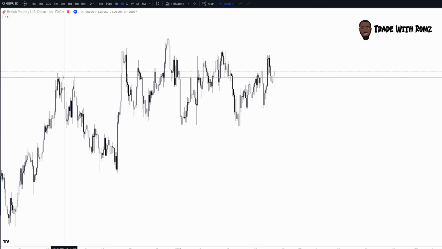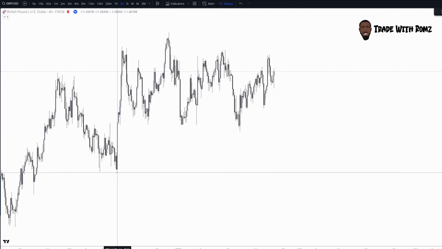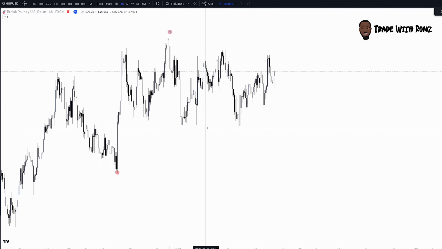Price has expanded and then it's retraced and it's expanded again, and then throughout here you can see that we're still within this range. Let's say here to here, right? So this is the low of the range, this is the high of the range, and you've got all this liquidity down here.